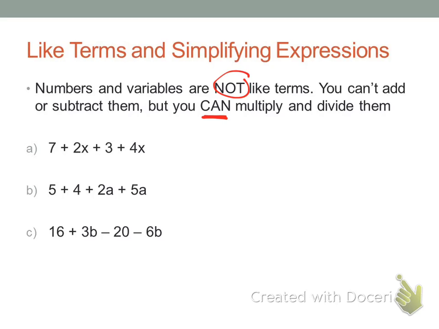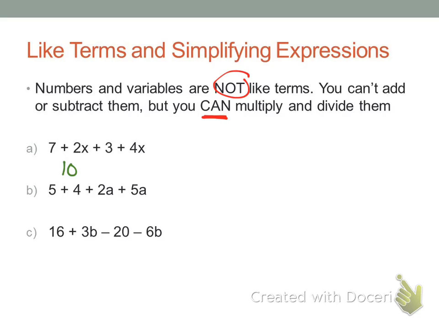All right, so let's simplify these expressions. I just said I can't add, so I cannot add 7 plus 2x to make 9x. I can't do it. One is a number, one has a variable. They are not like terms. But are there any numbers that stand alone that I could add together? 7 and 3. What's 7 plus 3? 10.